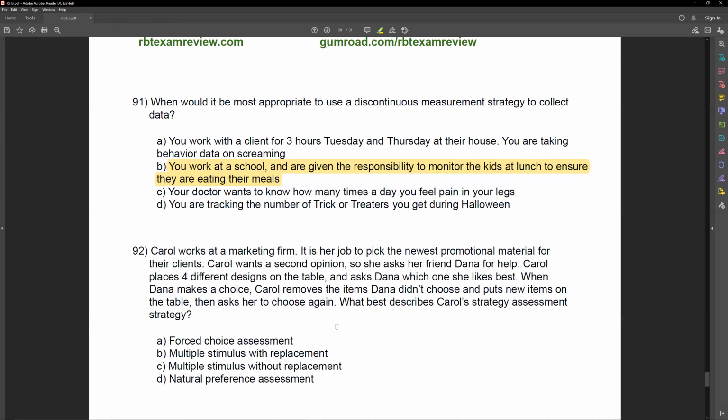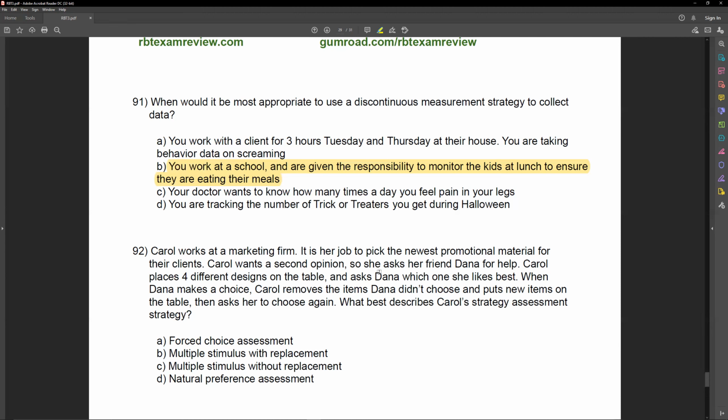Which one best describes Carol's strategy assessment? So Carol has her friend, right? And she lays out all these items on the table. She has 4 different designs on the table, okay? And Dana chooses one. When Dana makes a choice, Carol removes the items that Dana didn't choose, puts new items back on the table, and keeps the one she chose. What type of preference assessment is that?